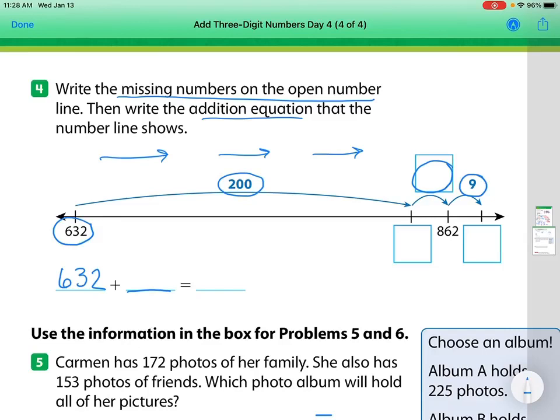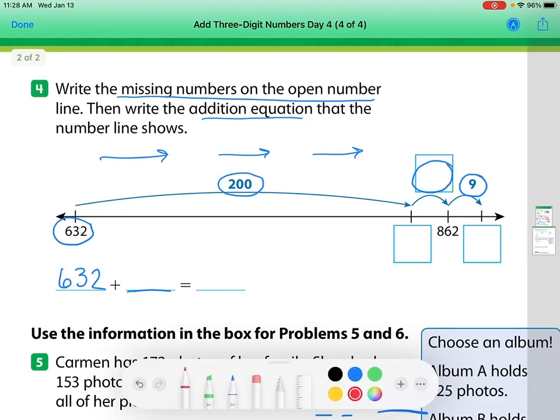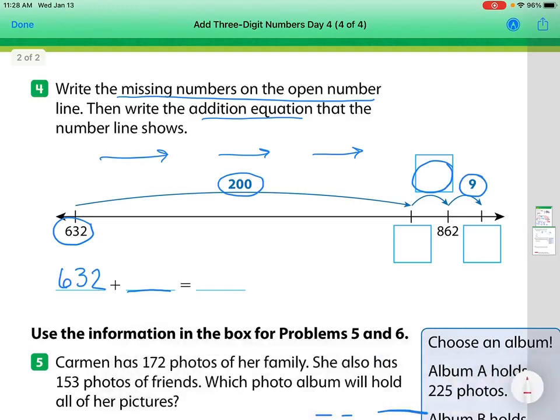632 plus 2 more hundreds. Well, 600 plus 200 is 800. So this answer right here is 832. Okay, so that's what I get when I add 200 to 632. I get 832.